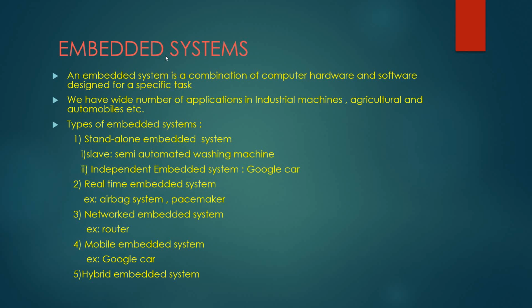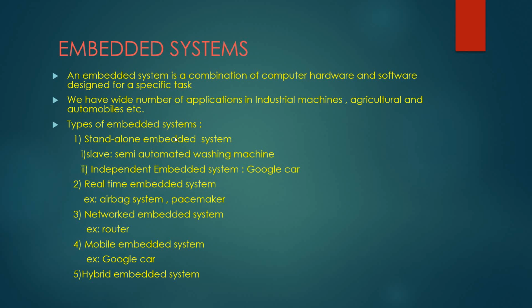Embedded systems are of different types. We have these five types. The first one is the standalone embedded system. In standalone embedded systems, we have two types: slave standalone embedded system, an example of which is a semi-automated washing machine, and independent embedded system, an example of which is a Google car.